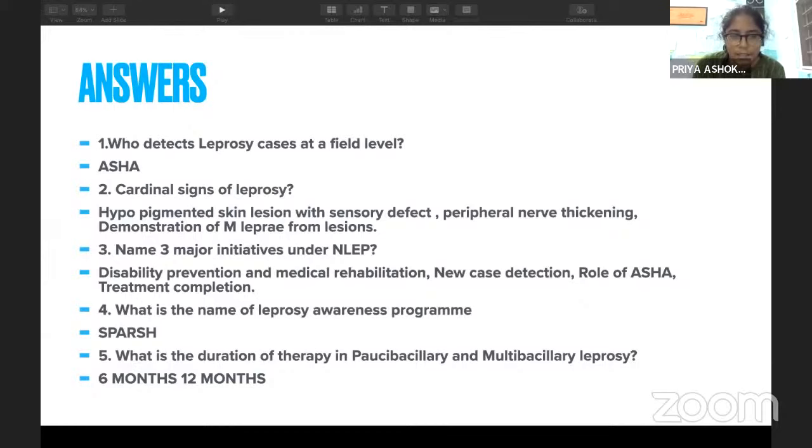That's fine. Three major initiatives are disability prevention and medical rehab, detection of new cases, and completion of treatment is a major initiative, and the role of ASHA workers, because they are going to be the ones at grassroots level who will go detect cases and who will ensure that the treatment is being done. So they get incentives as well. Sparsh is a leprosy awareness program, and paucibacillary is 6 months, multibacillary is 12 months.